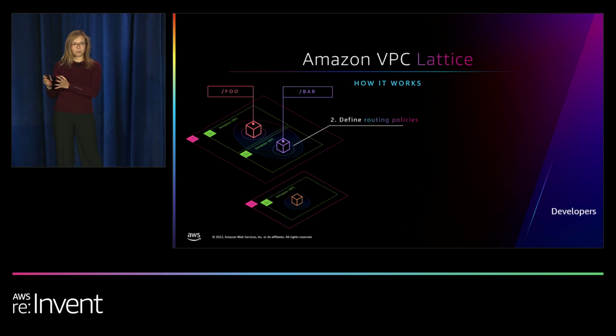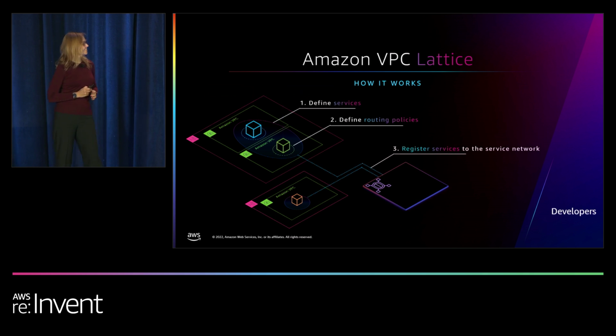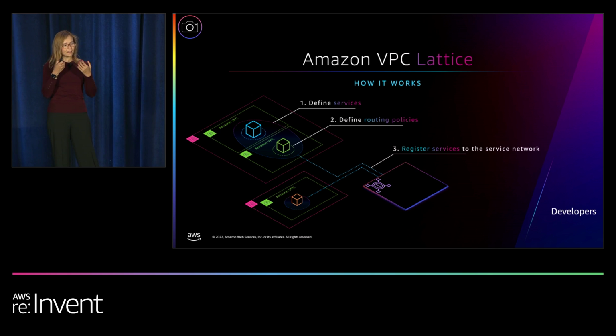Again, developer persona. All networking folks in the room are like, okay, they do it. We don't have to do it for them. That's awesome. And the third thing is, once we've created the services, we register them to the service network. Registering a service to the service network means essentially giving access to that service in the service network. So enabling consumers to consume the service.